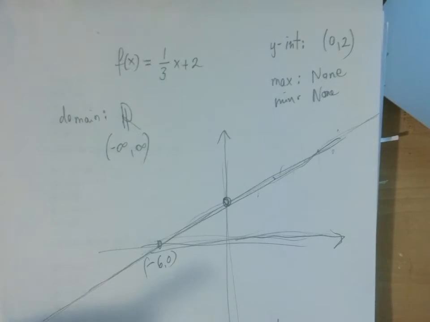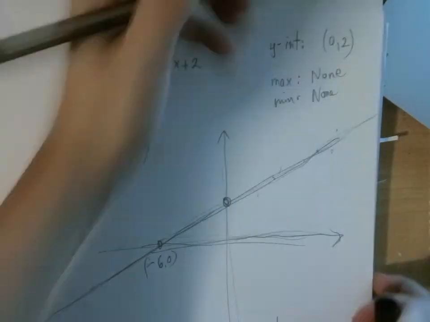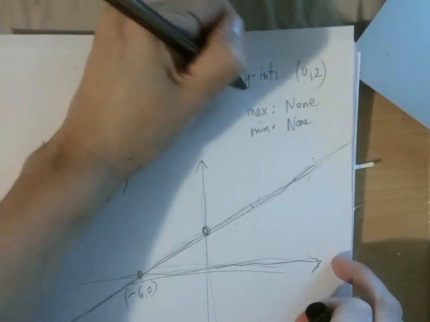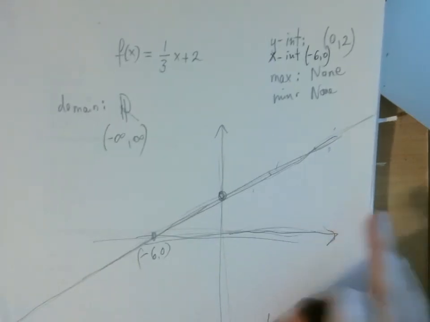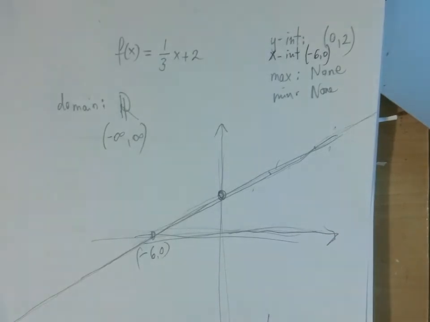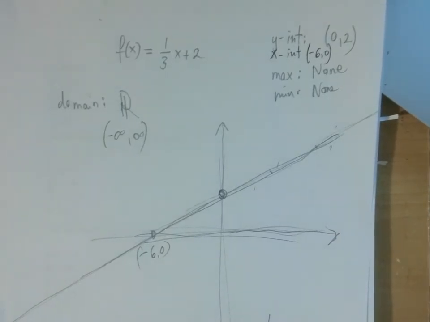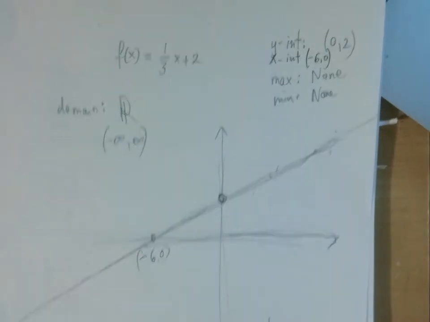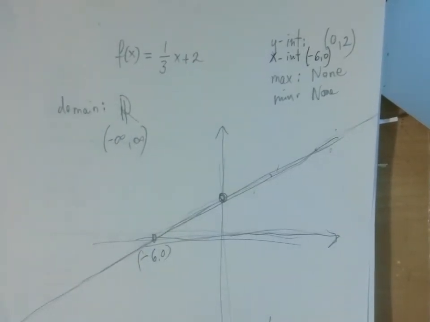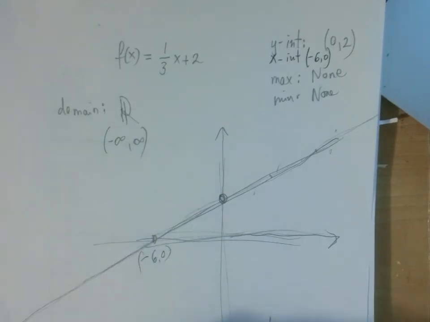So the domain turned out to be all real numbers. The y-intercept was (0, 2). The x-intercept was (negative 6, 0). There was no maximum and minimum. And now we can go back to the range and realize that every single y value will be taken eventually. So the range is the same as the domain, the set of all real numbers.